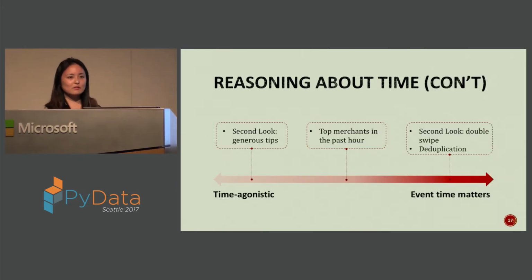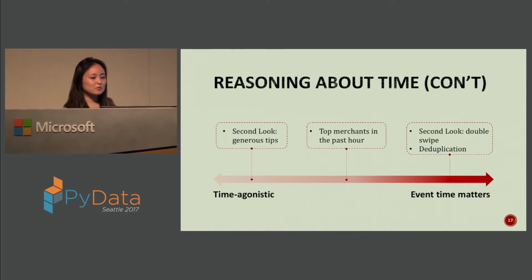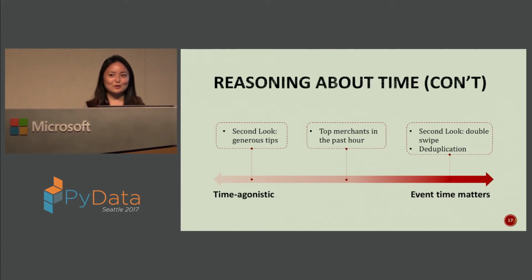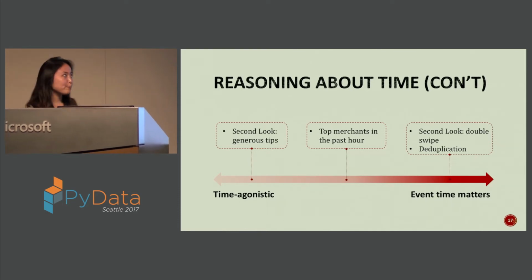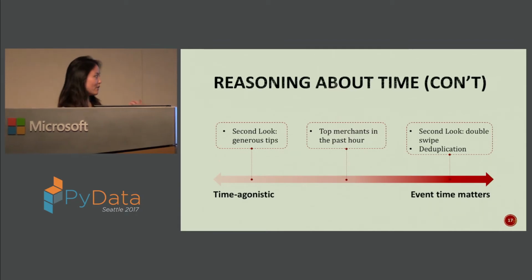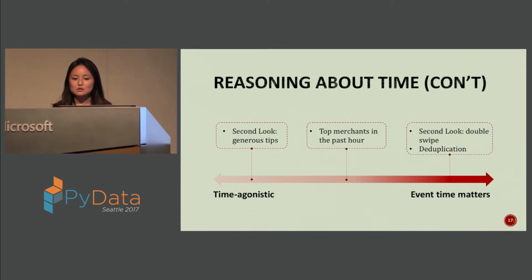Because of that, when you build a streaming pipeline, you will want to think about whether event time matters to you or not. Here is a spectrum, from where event time doesn't matter that much to where event time matters. The first are applications I call time agnostic. Basically, you don't really care when the event happens, you just need to know when it happens.